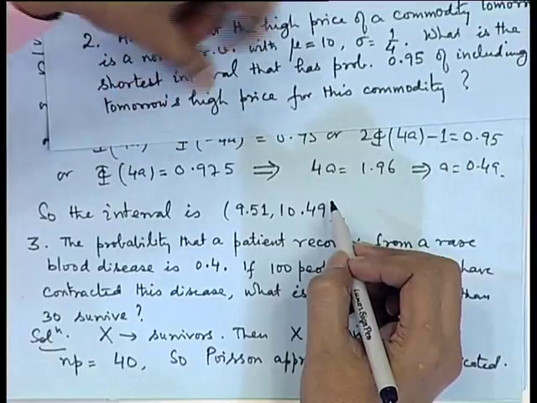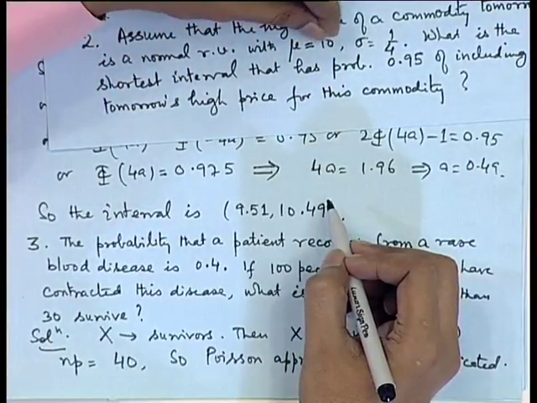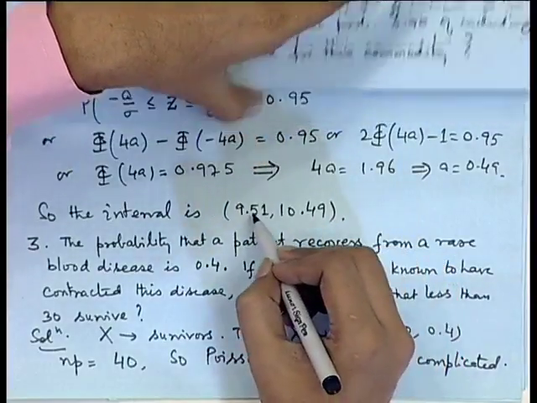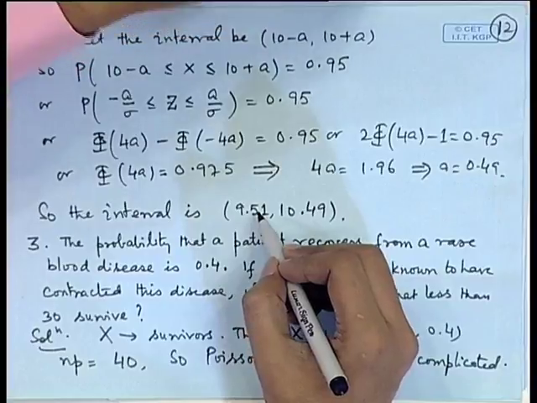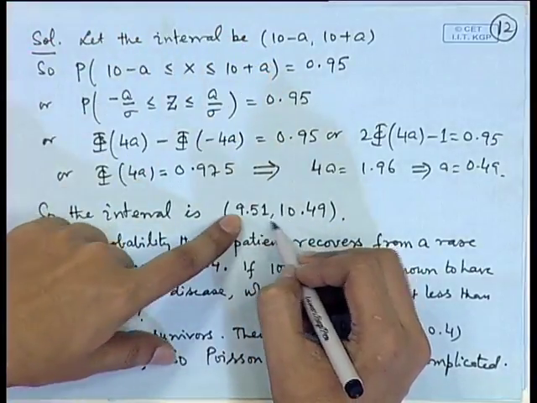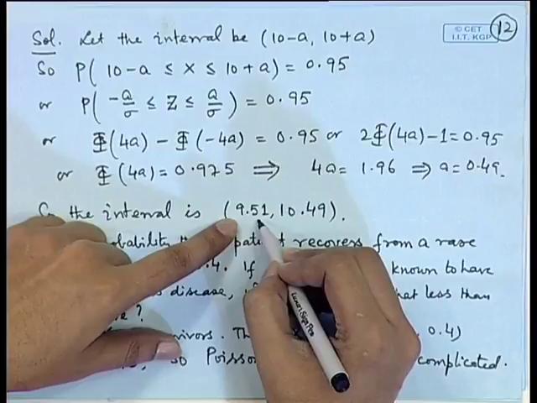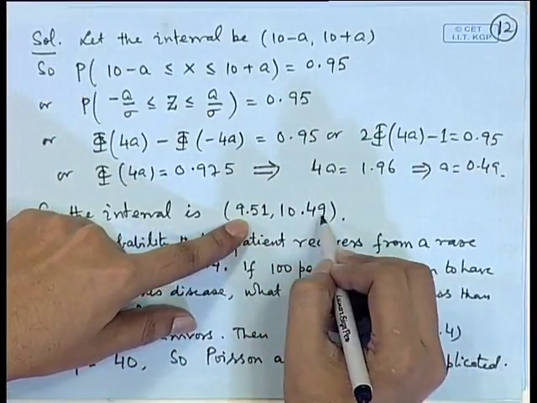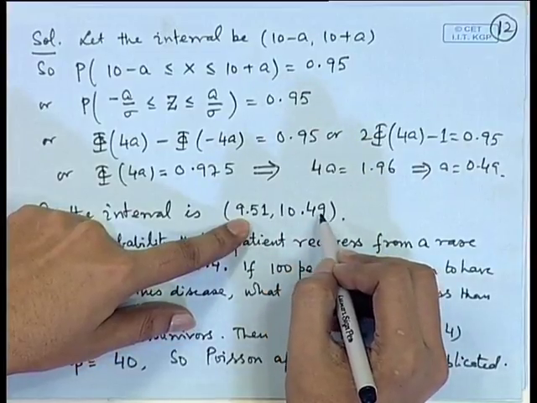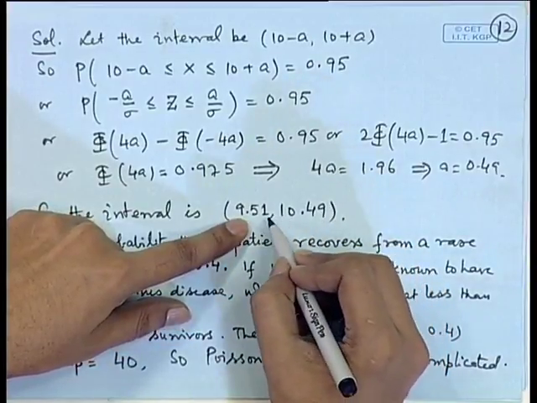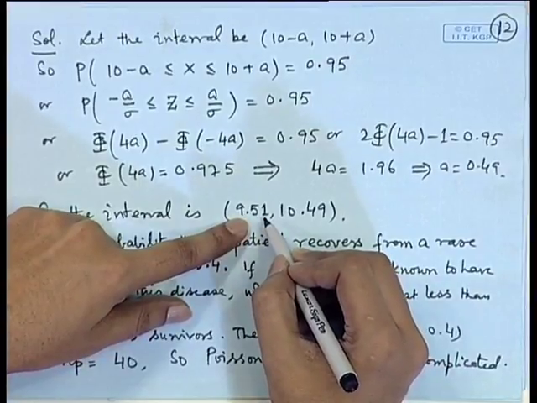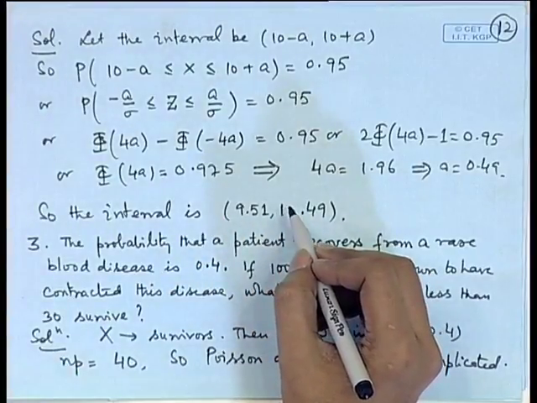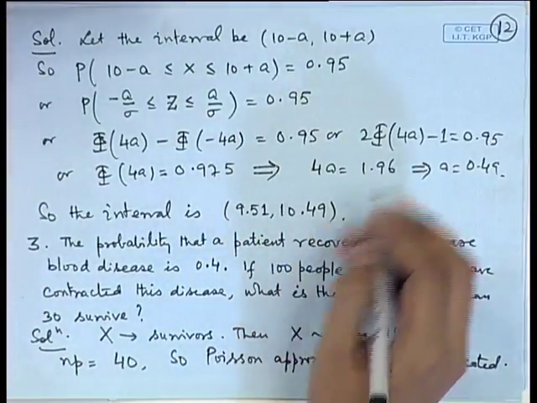So, if the mean price is 10 and the standard deviation is 0.25, then the interval which will have the high price with probability 0.95 is 9.5 to 10.5 approximately, which is basically 2 sigma, because here sigma is 0.25. So, 2 sigma becomes 0.5. So, in 2 sigma limits we have more than 95% of the probability here.